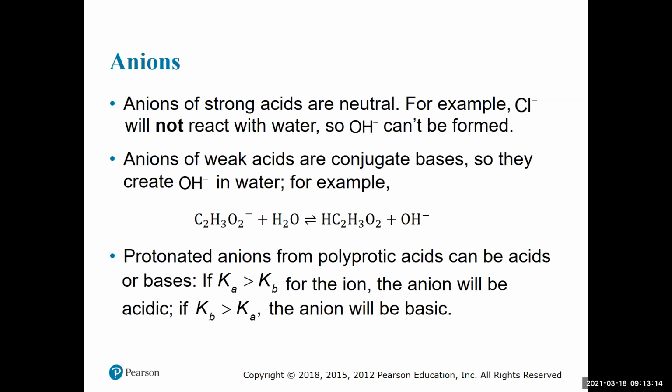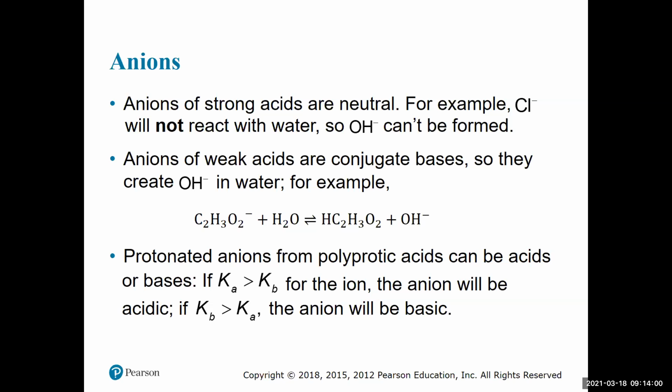Okay, so let's talk about some anions first. Anions of strong acids are neutral. When I think of strong acids, one of the first ones I think of is hydrochloric acid, HCl. So the chloride ion, Cl minus, does not react with water at all. So you don't get any hydroxide formed from that. That's an example of where the anion for a strong acid, in this case HCl, doesn't do anything. It falls under that neutral bucket. And that's the case for all the strong acids.